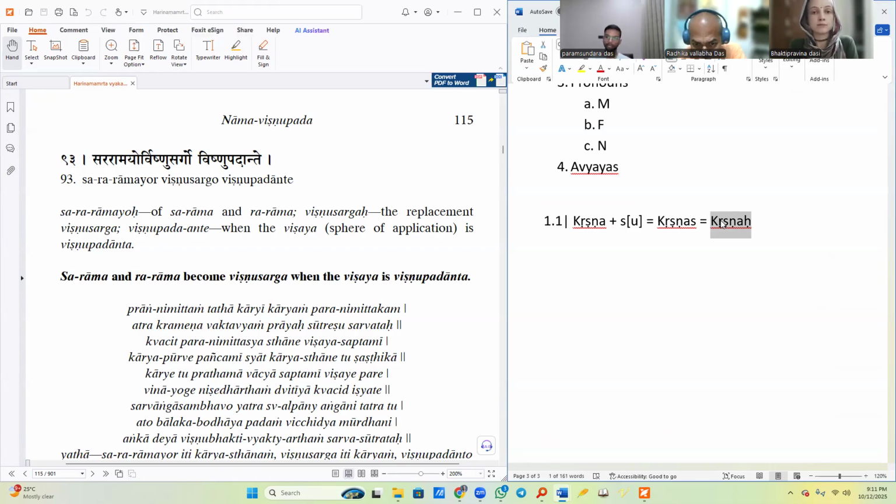Now 1.2. What is the next pratyaya? Krishna plus. We don't have any new sutra here, so in that case we will apply the Sandhi Sutra. That will be Odvai Au. So it becomes Krishna.